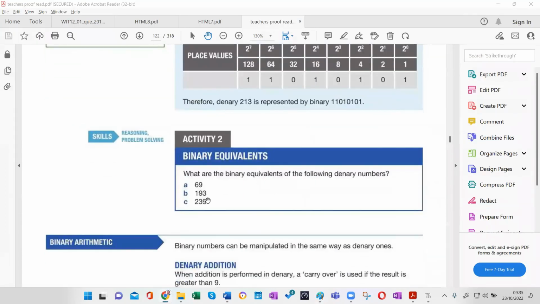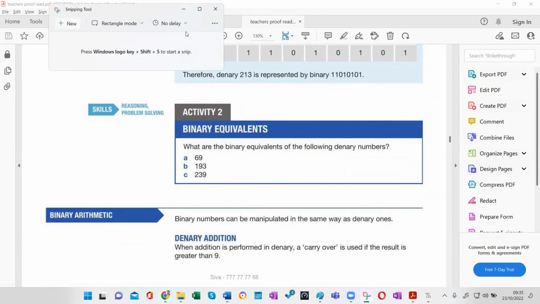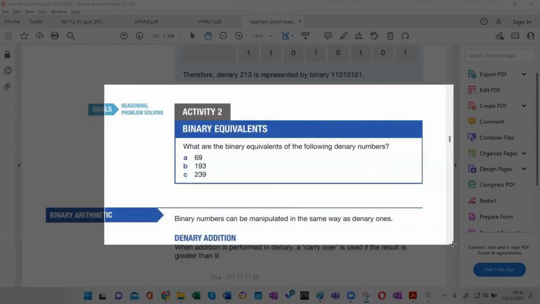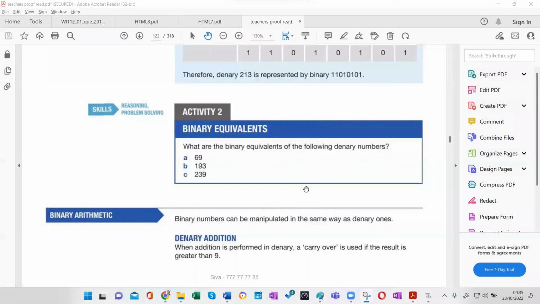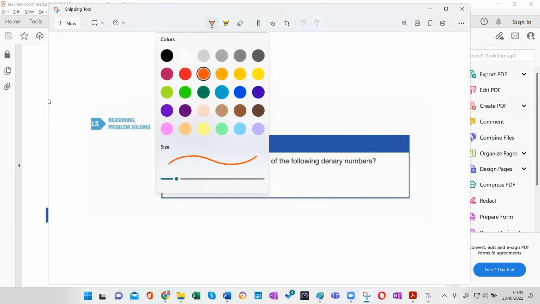Okay. Now they have given 3 questions. I'll do the first one. You do the other 2, right? We'll do the first one using both methods, and the other 2 we'll do using the easy method, right? Okay, let's take the first one.